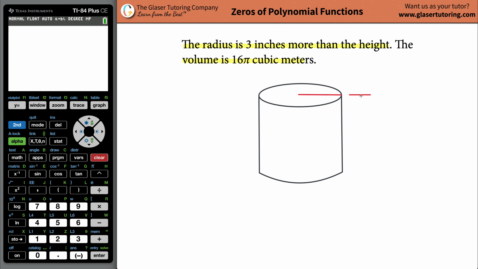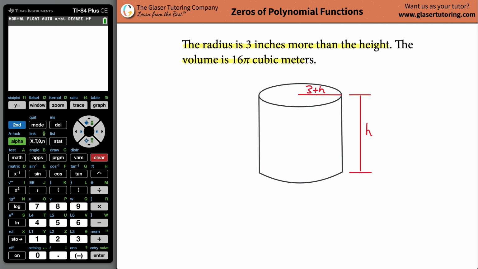Remember, the height is going to be defined as the height. Okay, so let's call this R, let's call this H. Now it says that the radius is going to be 3 inches more than the height. So what that means is that whatever the height is, you're just going to add 3 to it, right? So in other words, instead of writing this as the radius, maybe what I'll do is I'll write 3 plus H, because whatever the height is, you're going to add 3 to it to find the radius.